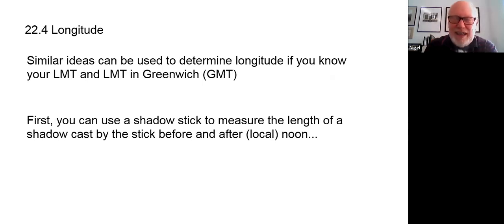Now, the important thing is a kind of converse of what we've just been talking about, because you can now use your local mean time and local mean time in Greenwich, GMT, to determine longitude. And this is the principle by which you can determine your longitude at sea if you don't have GPS and things like that. And this is one of the projects that you can attempt for your observational skills. And it's one I highly recommend.